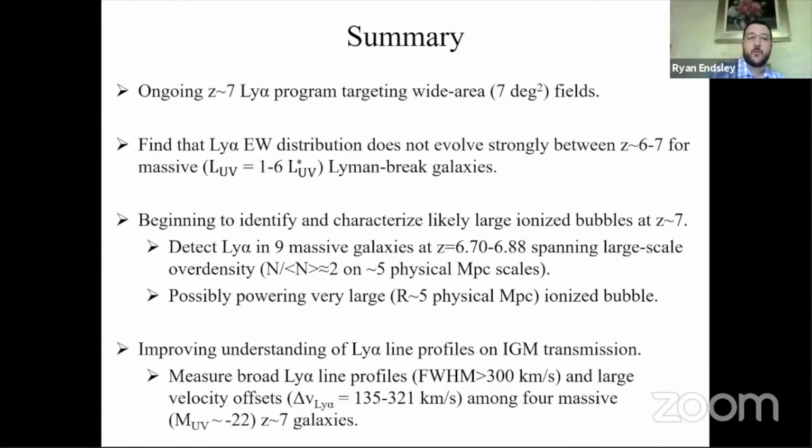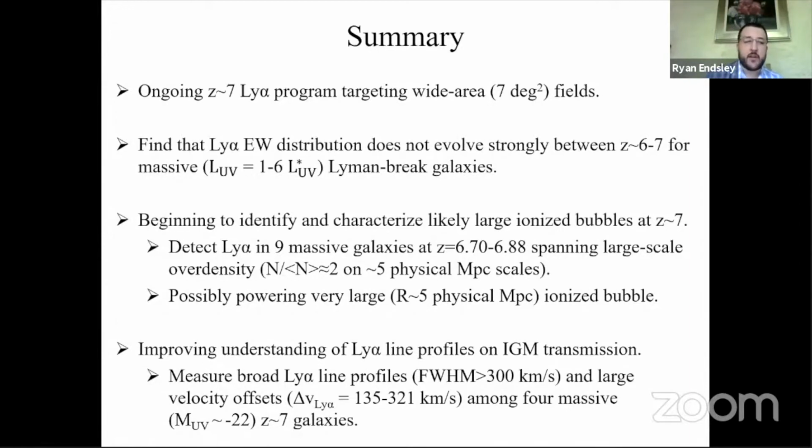And we've indeed found one instance where we detect Lyman-alpha in 9 of 10 massive targeted galaxies at redshift 6.7 to 6.88. That spans a large-scale overdensity, 2 times the number of massive galaxies than I expected on average, across a 5 physical megaparsec scale region. And this could potentially be powering a very large ionized bubble within this volume.